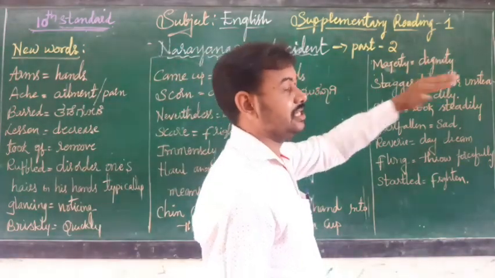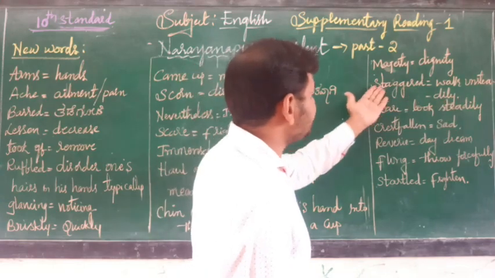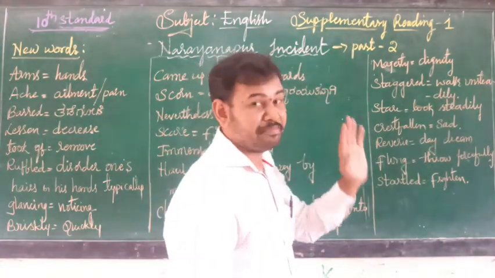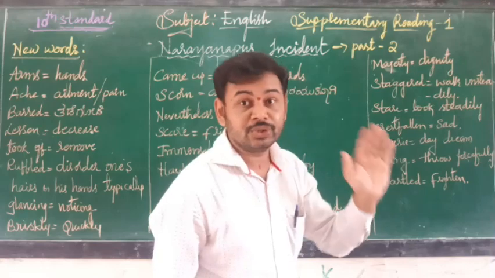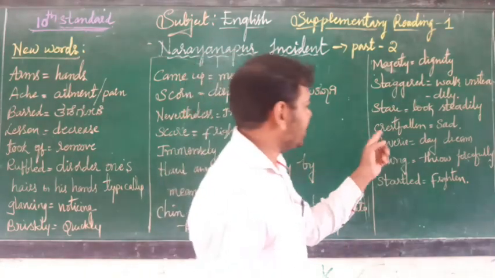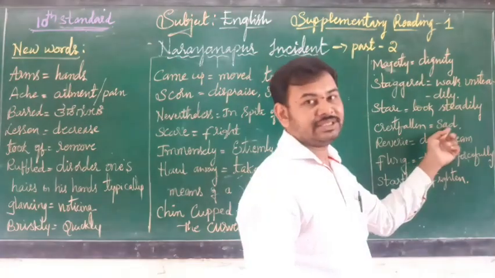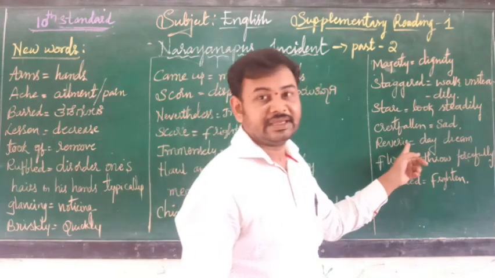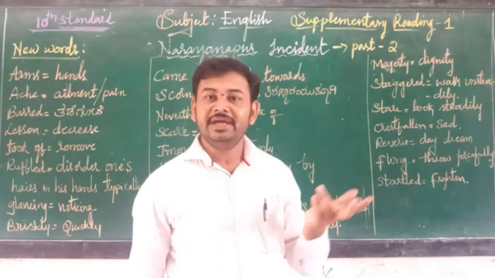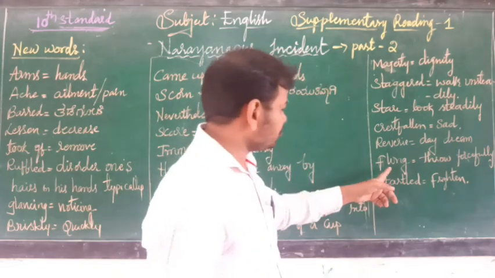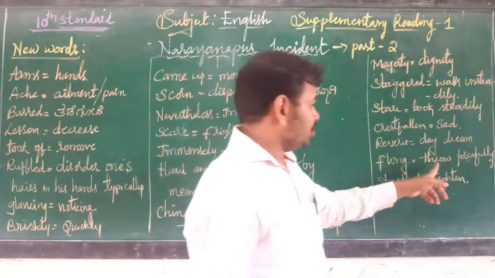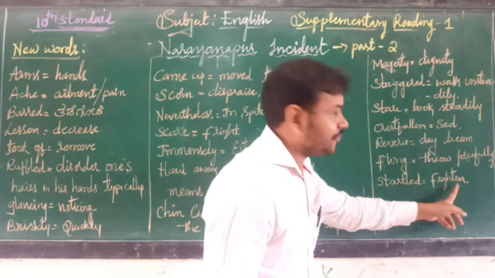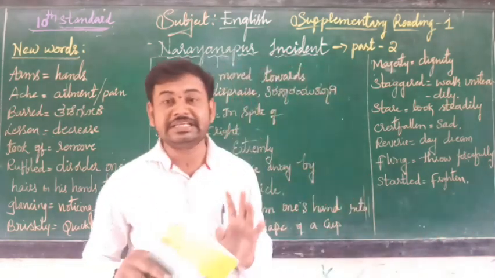And then next one. Majesty means dignity, dignified, supreme. Staggered. What does it mean staggered? Walk unsteadily, staggered, imbalance. Stare, look steadily, and then crestfallen. Crestfallen means sad or disappointed face. Then reverie. What is meant by reverie? Reverie means a daydream. And then flung. Flung means what? Throw forcefully. And then startled. What does it mean? Frightened. Again, feel fear. Sudden feeling.